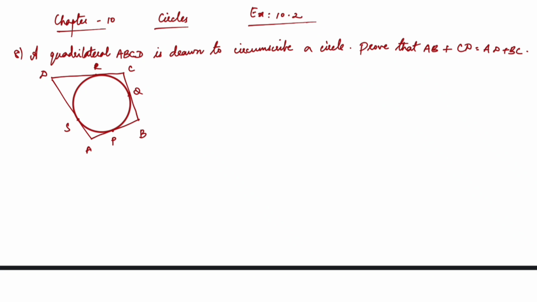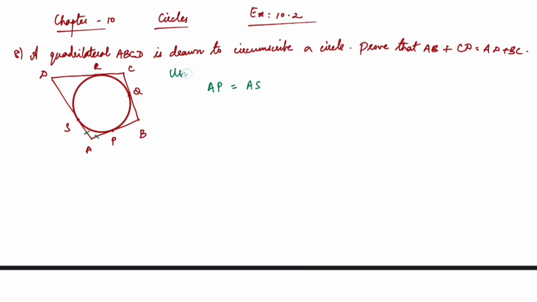Now we have to prove AB plus CD is equal to AD plus BC. We know that the lengths of tangents drawn from an external point to a circle are equal. This is our theorem 10.2. By this, we can write first equation AP is equal to AS.